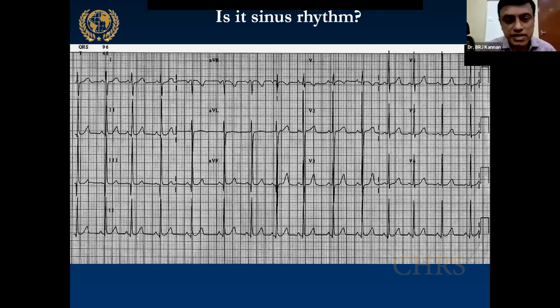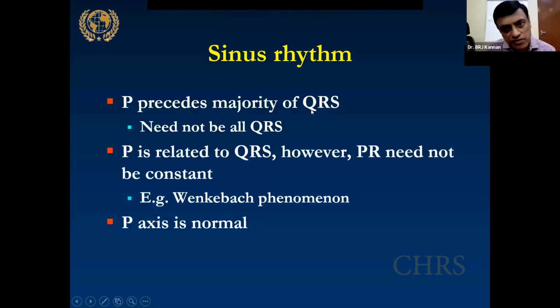Normally, when there is a sinus beat occurring from the sinus node, you should have a normal P axis. That is, P should be upright in lead 1, and P should be upright in aVF. P can be anything in lead 2 or other leads. Let us forget that. Just remember lead 1 and aVF. Both should be upright, then it is sinus rhythm. So, P precedes the majority of QRS, need not be all QRS. P is related to QRS, but PR need not be constant. But the P axis has to be normal to call this a sinus rhythm.